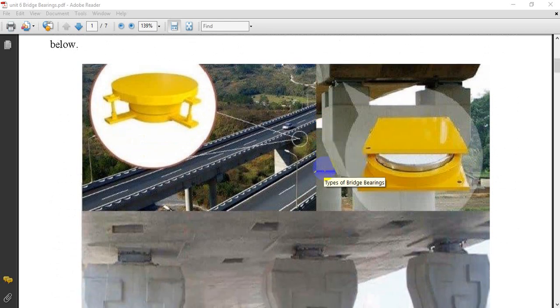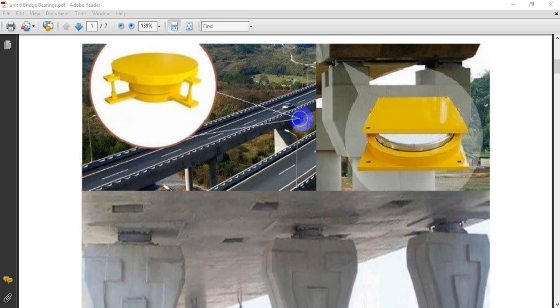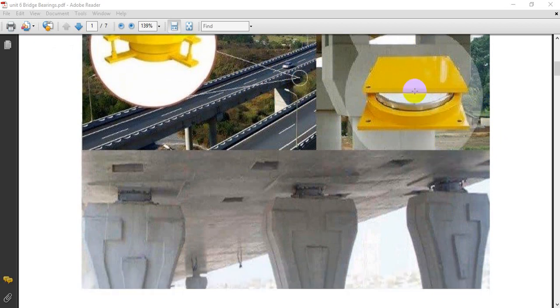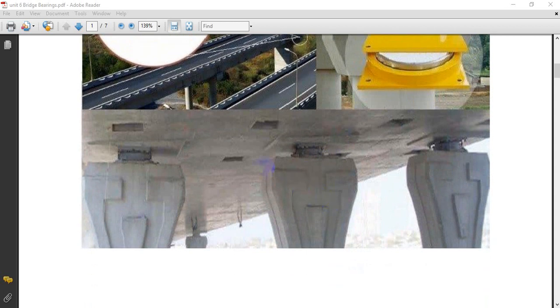Bearings are the structural equipment or devices installed between the bridge substructure and superstructure to transfer the applied load, including earthquake loads, wind loads, traffic loads, and superstructure self-weight. So these are placed between the superstructure and the substructure, that is between slab or beams and columns. Here you can have a look at the bridge bearing placed above this column and below the slab.